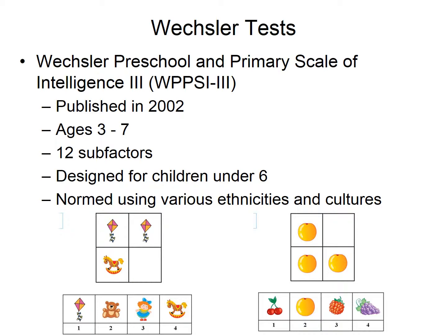Wechsler also then created a preschool and primary scale of intelligence, the WPPSI-3, published in 2002. This one's actually normed for ages 3 to 7. So again, there's a little overlap with the previous scale, which is normed for ages 6 to 16. And this is almost primarily a visual test. Very simple problems, 12 sub-factors, designed for children generally under 6.